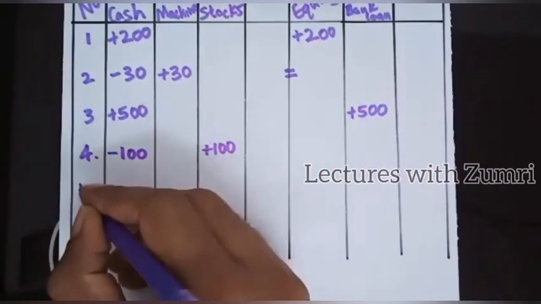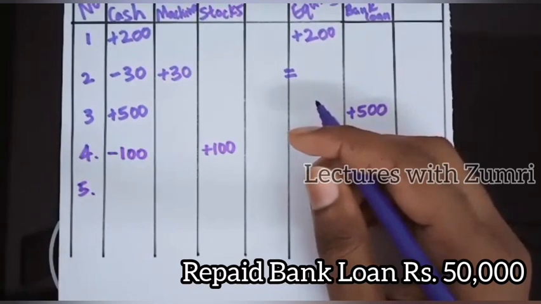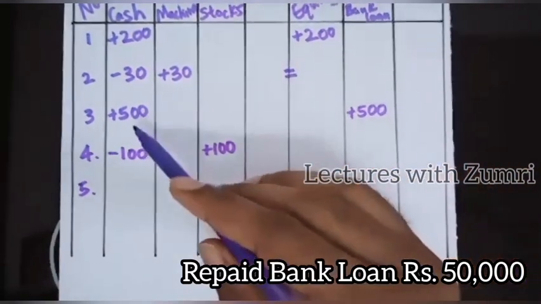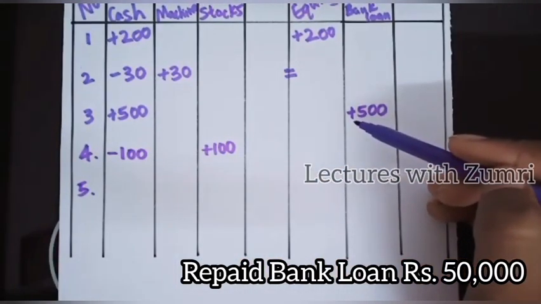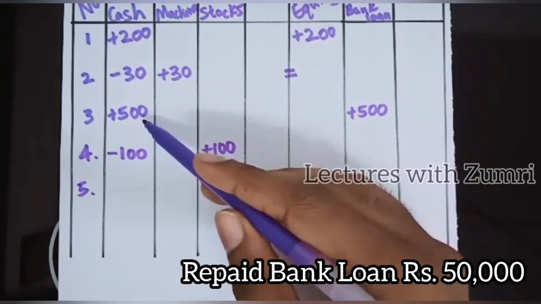The fifth transaction: repaid bank loan 50,000 rupees. Right, now we are settling the bank loan. Earlier we borrowed the bank loan here. Now when we settle the bank loan, what will happen? We have to pay money. We have to pay the liabilities, or settle the liabilities by cash, right?